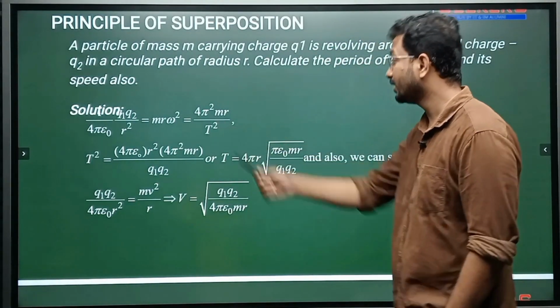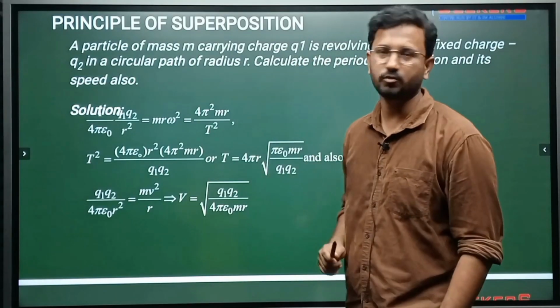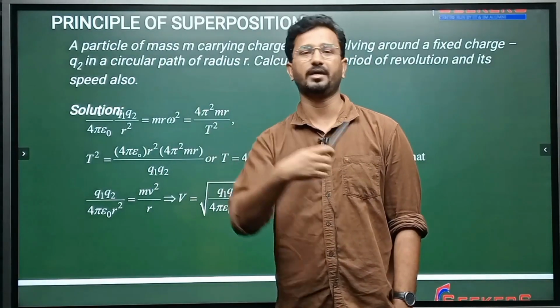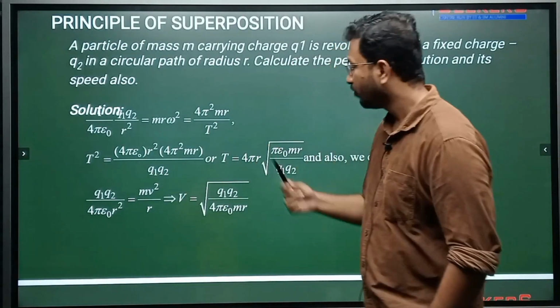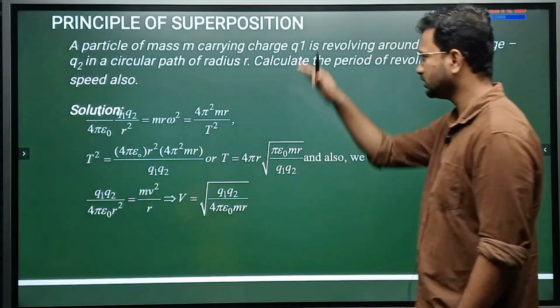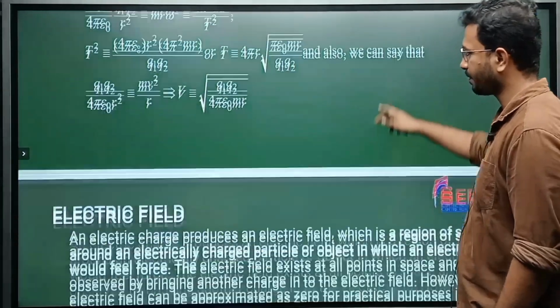We can calculate the omega value from here. From omega we can calculate v equals omega r, and then the time period of rotation will be 2 pi r divided by the speed v. From there we can calculate the frequency also. Frequency will be 1 by time period. So a lot of questions can be made from one question.